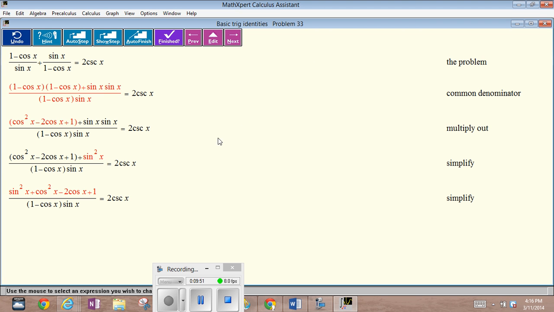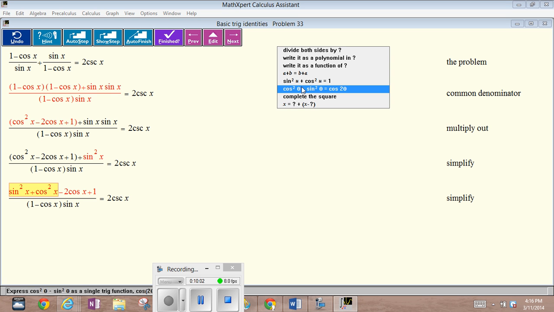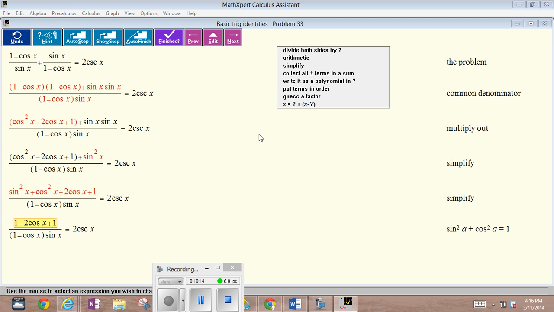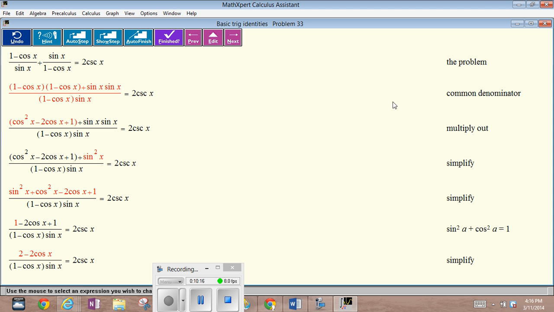You can see what they did here is just shuffle those terms around. So here I've got the sine squared x plus cosine squared x, which we know is 1. So we're tidying up this numerator, and of course all we can do now is add those ones together. There's not a whole lot more we can do there.